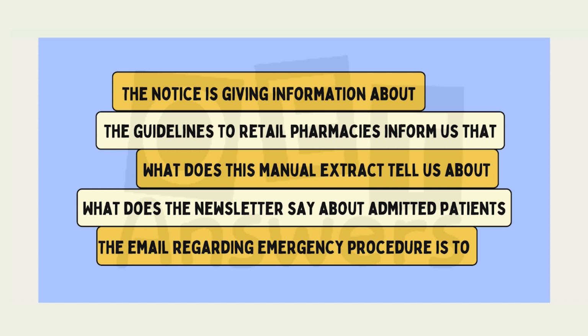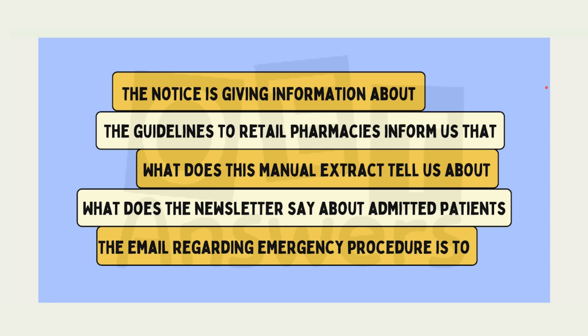So read the first 3 questions. For example, "The notice is giving information about..." Here, the notice indicates the paragraph. "Is giving information about" means the entire, overall information: exactly what the notice is conveying.